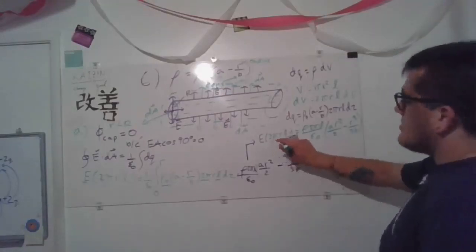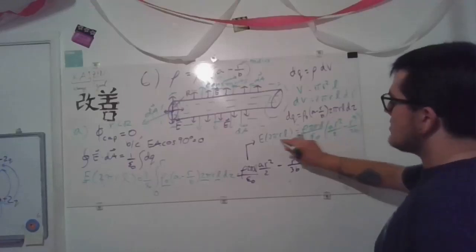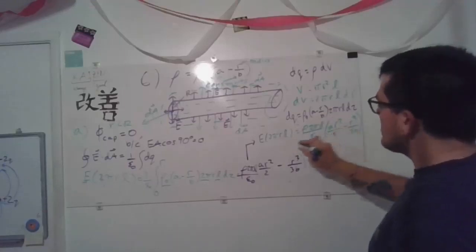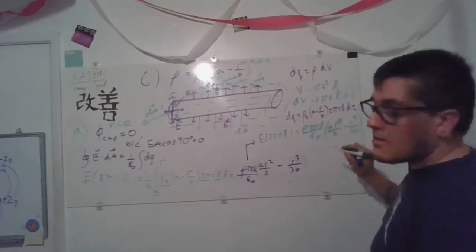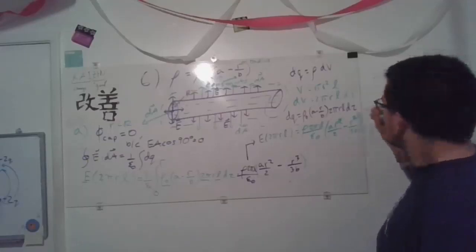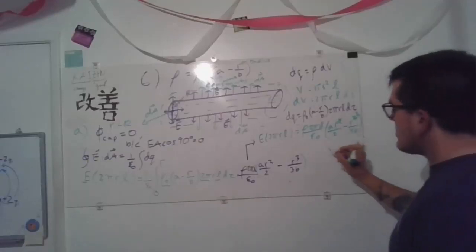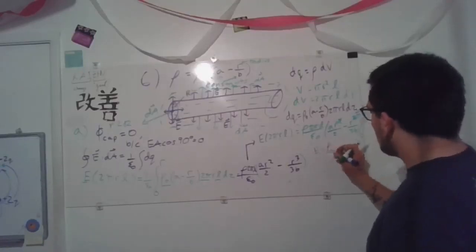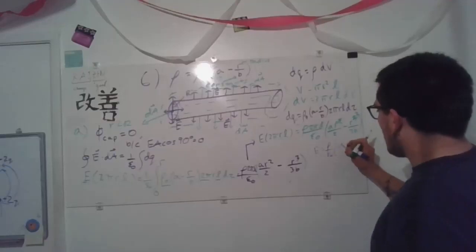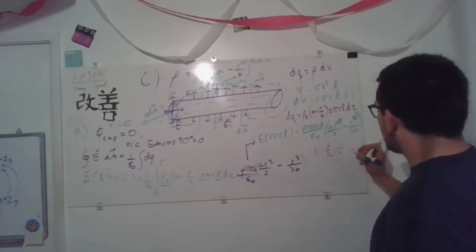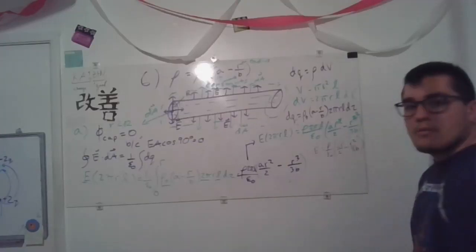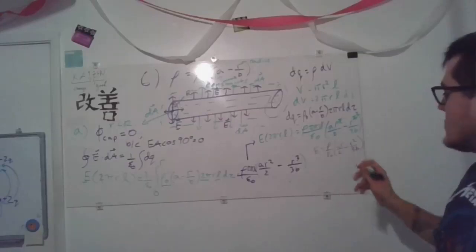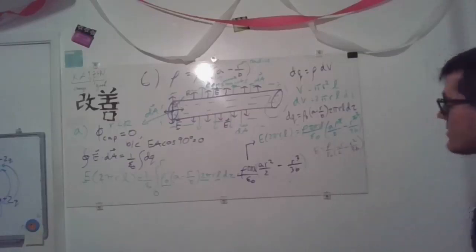Okay, so I have 2 pi L cancel, and now I can cancel out this R with one of these R's, right? And then with one of those R's. So then now my final answer should be rho over epsilon naught times A R over 2 minus R squared over 3B. Check that, make sure it's right.